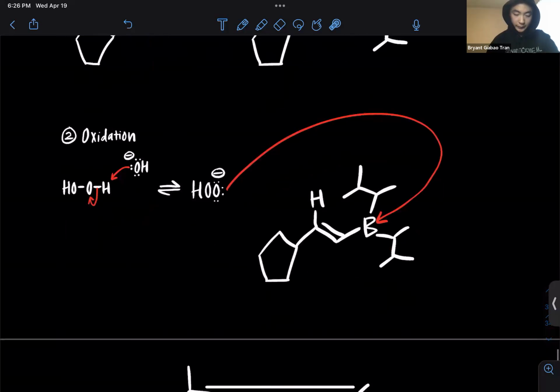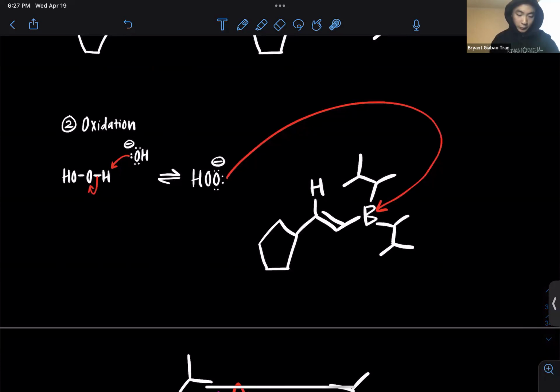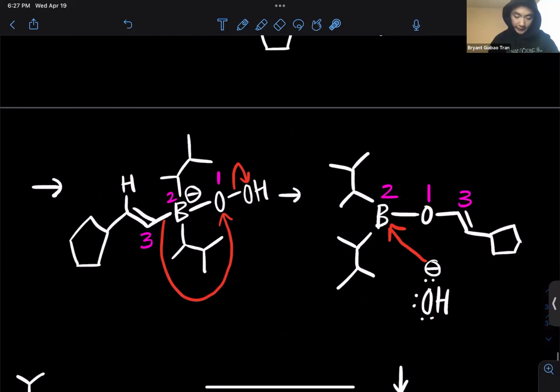Now let's go over the second step of the mechanism, which is oxidation, where we now bring in our H2O2 peroxide and NaOH base, which we do an acid-base reaction here. We deprotonate the peroxide, form our hydroperoxide ion here, and now boron still has 3 bonds, which has an empty p orbital. It's missing 2 electrons, which means that this hydroperoxide ion will attack that boron, giving this boron a negative charge with 4 bonds.